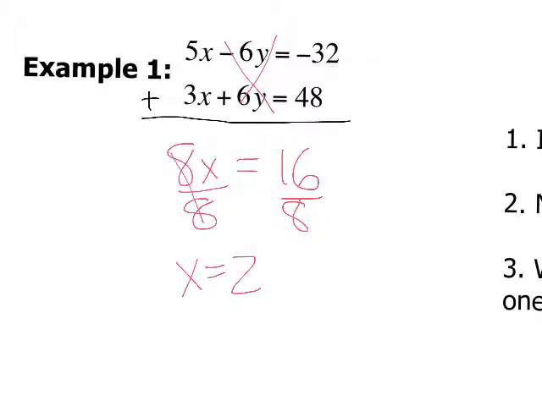X equals 2. You guys are saying that's easy. Are we done? No. Not quite, right? Don't you have to find y? Every answer we found so far in systems is always an ordered pair. Okay, so we have to continue that trend.